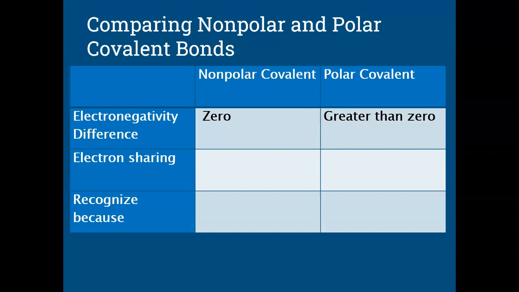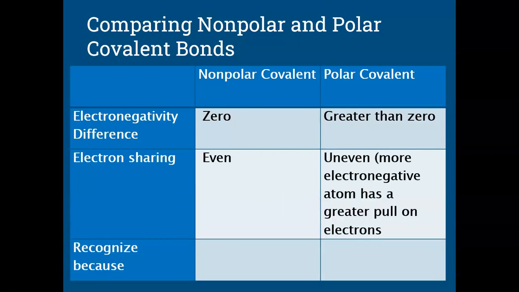Now, you might be wondering how this compares to ionic bonds, but to differentiate between ionic and polar bonds, we would usually look at the types of atoms involved. So remember that ionic compounds have a metal and a nonmetal. Now, if two atoms have the same electronegativity, they have 0 difference, they would share electrons evenly. In a polar bond, electrons would be shared unevenly, and the more electronegative atom would have a greater pull on the electrons. Because remember, electronegativity is a measure of an atom's ability to attract electrons.